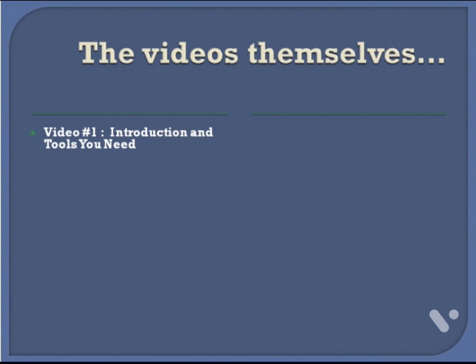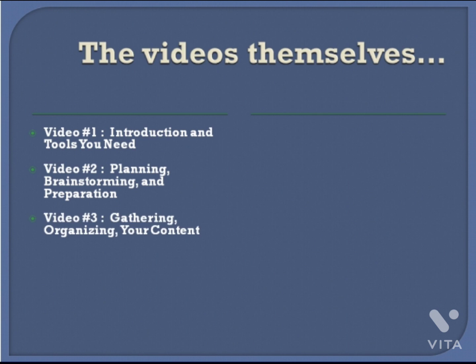So let me talk about the videos themselves. Video number 1 is the introduction and the tools that you need. We're going to talk about basically an overview of you getting into the right mindset before we start the video course. And we talk about the tools that you're going to need, and of course a quick overview of the video series as a whole. And video number 2 is all about planning, brainstorming, and preparation. It's important to plan and brainstorm what your fixed term membership site is going to be about before you actually implement it.